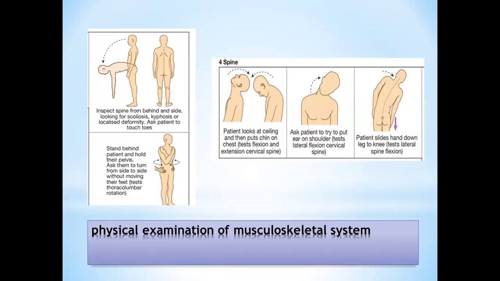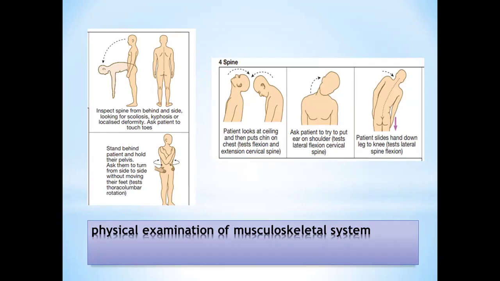You have to check the spine. The patient looks at the ceiling and then puts the chin on the chest. Test flexion and extension of the cervical spine. Then ask the patient to try to put the ear on the shoulder, and the patient slides the hand down the leg to the knee.